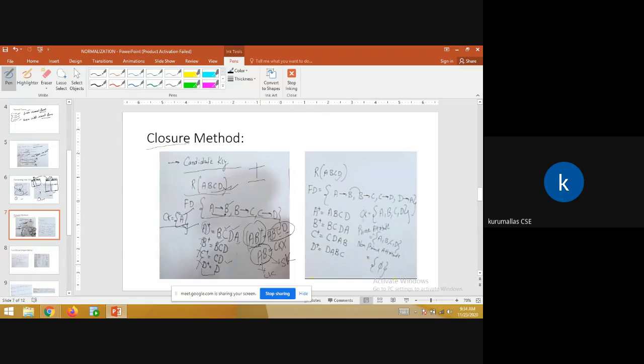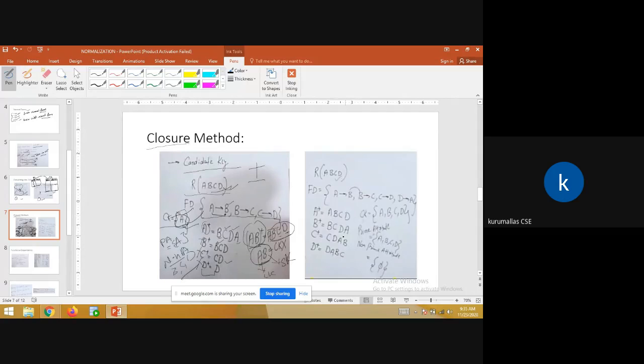So that we should not take AB as a candidate key, we have to take A as a candidate key. So here the candidate key is capital A. We have two kinds of attributes, prime attributes and non-prime attributes. Prime attributes are the key attributes, that is A, the candidate key. Non-prime attributes are the remaining attributes, B, C, D. These three are non-prime attributes. Now this is about how to find the candidate key for this table by using the closure property.